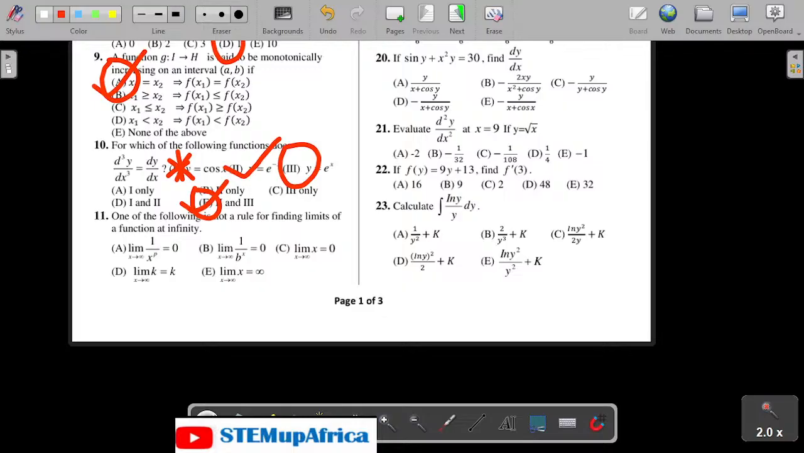So now look at question 11. Which of the following is not a rule for finding the limit of a function at infinity? The first one is a rule. The second is a rule. The third is a rule. The fourth is a rule, where the limit of a constant as x tends to infinity will give us a constant. So the solution is option E.